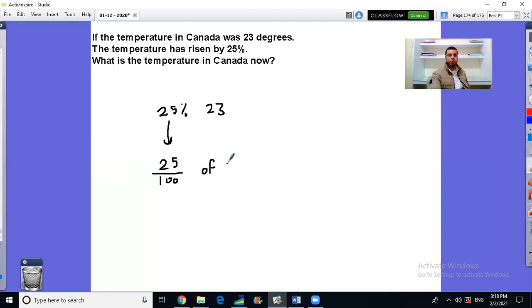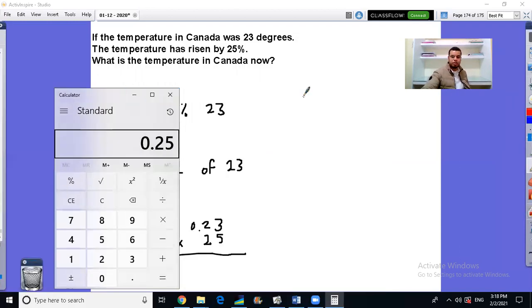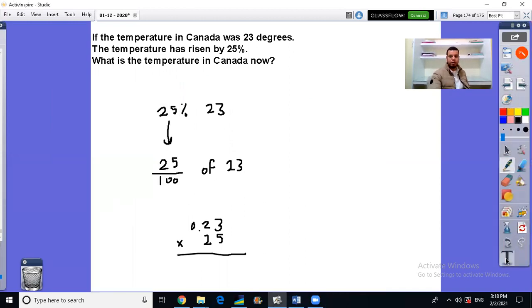25 over 100 of 23, I'm going to divide 23 by 100, which is 0.23. Then you multiply it by 25. All right, just to save the time here, of course, you need to work it out. You have to. But I'm going to just do this very quickly to save the time of the video. You're going to find here, it is 5.75.